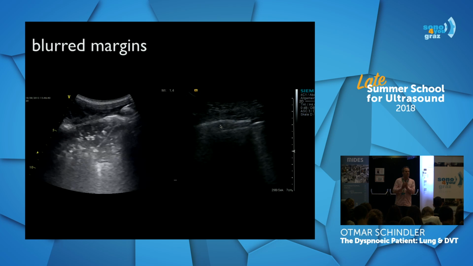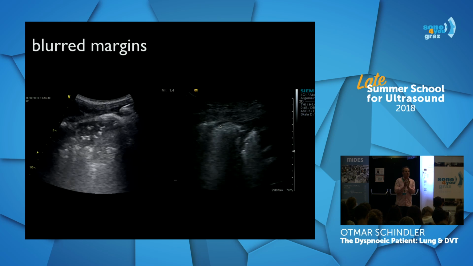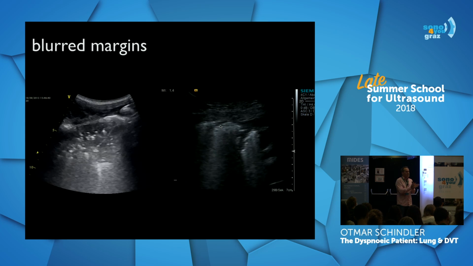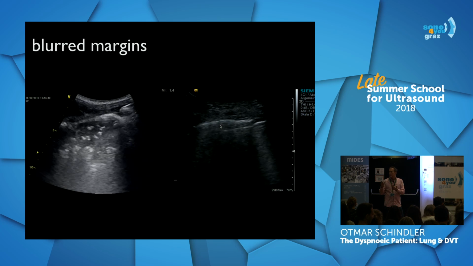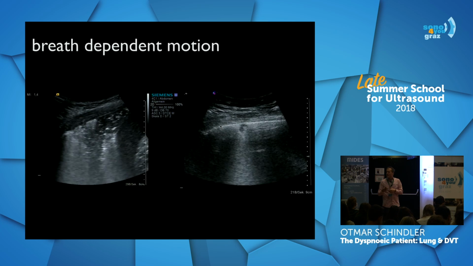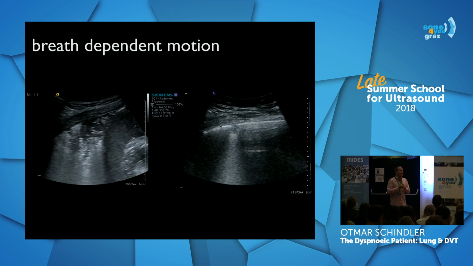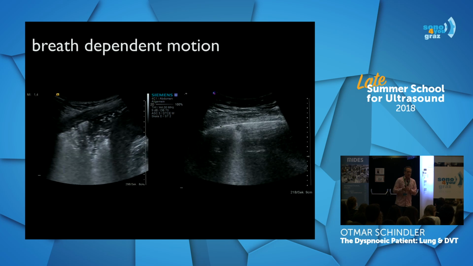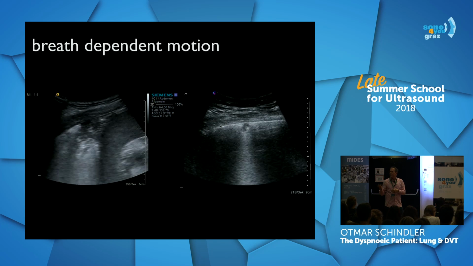In an atelectasis, often it's sharply confined. You see, it starts there, it ends there. With pneumonia, in most cases, you don't see where it starts and where it ends. It's moving breath dependently because it's just part of the lung. It's inside the lung, which is moving, so it should be moving.